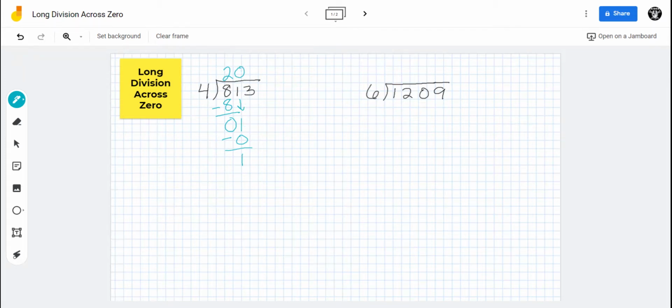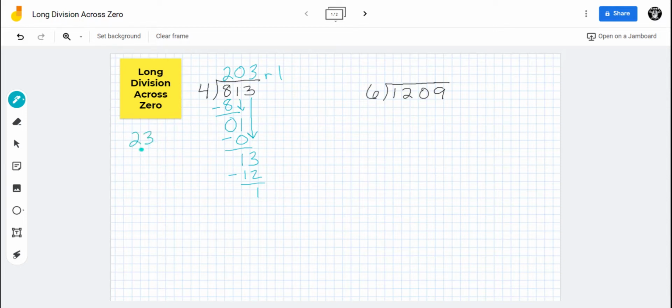Okay, so now I'm safe to bring down my 3, and I can say 4 fits into 13. I would say 3 times, right? Because 3 times 4 is 12. And I get a 1 left over, so I get 203 with a remainder of 1. Now, the most common wrong answer here is that you would get 23 remainder 1 because you would forget to put the 0 there. But you'll see that that's wrong if we do the check answer.